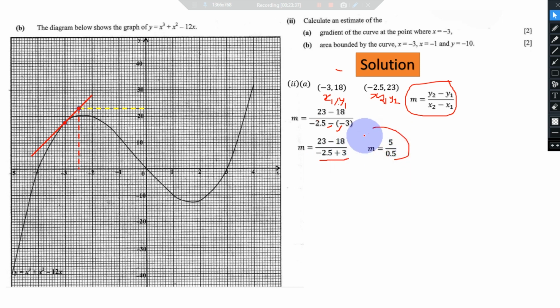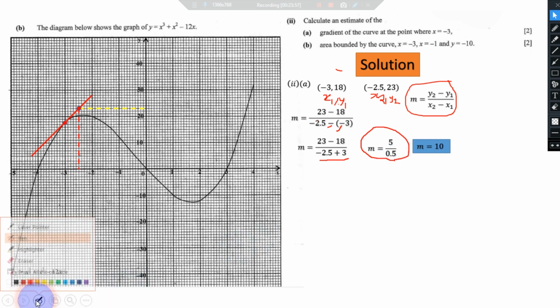From here, should we leave it like this? No. Let us divide. Since this is your paper 2, if you can't manage to divide it directly, you can use a calculator, no problem. If you divide 5 by 0.5, you're going to get 10. So that means that is your gradient.